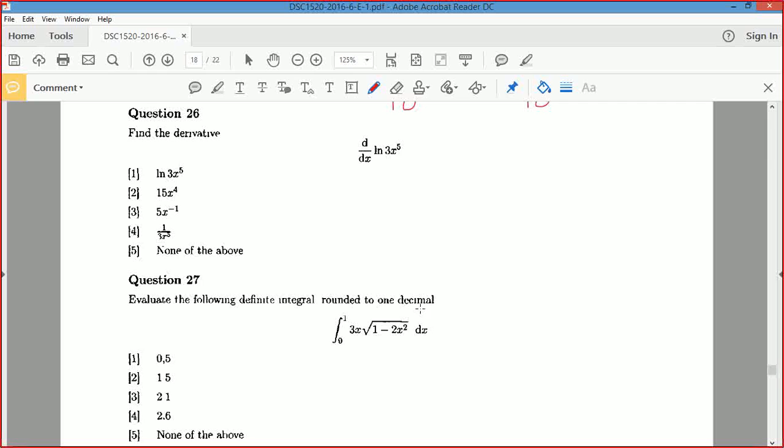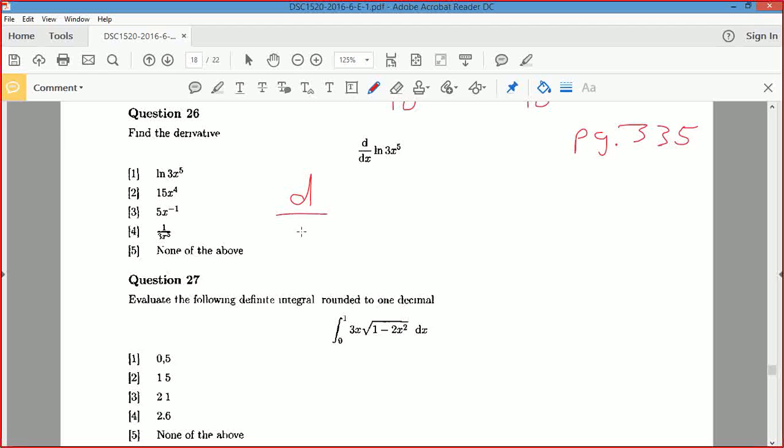Find the derivative. Again, they've given you a ln, so you need to refer to page 335, whereby we're looking at rules relating to lns and logs. Log base e is ln. Here you've got to find the derivative of this function. The function is ln 3x to the 5. That's what you've got. Let's write that down.